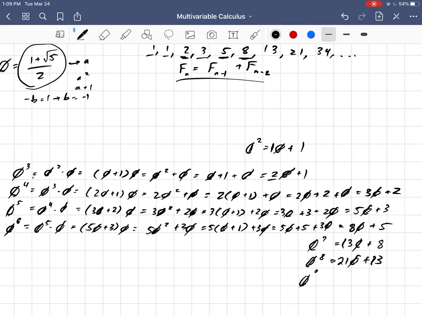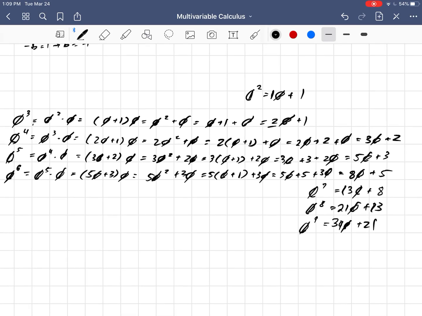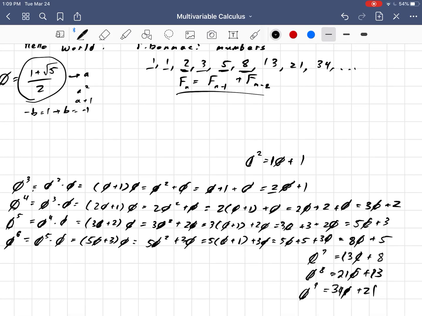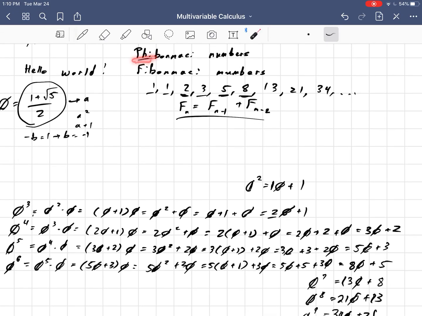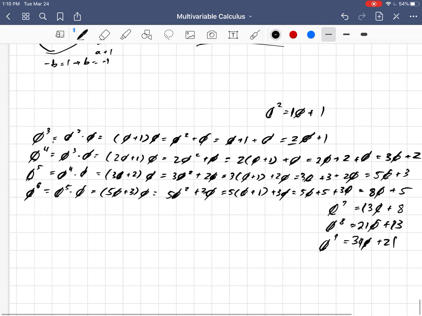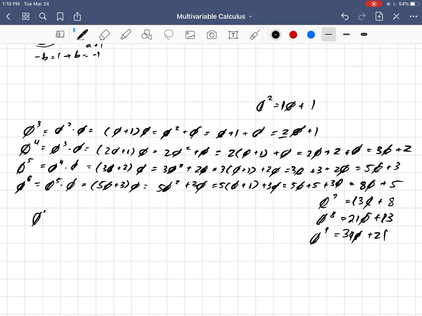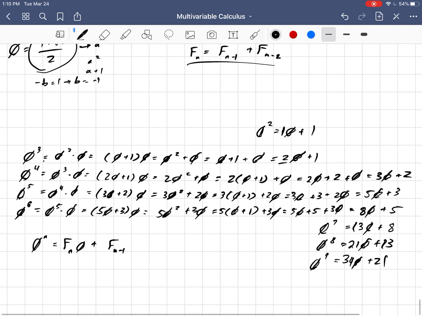And probably you could guess by now that phi to the ninth is 34 phi plus 21. So these coefficients, at least so far, appear to be given by the Fibonacci numbers. That's why I called them the PHIbonacci numbers, because they're related to powers of phi. It was kind of a bad joke, but yeah, that's the idea. If we were to generalize this, my claim would be that phi to the n is f sub n, where f sub n is the nth Fibonacci number, times phi, plus the n minus 1th Fibonacci number, f sub n minus 1.